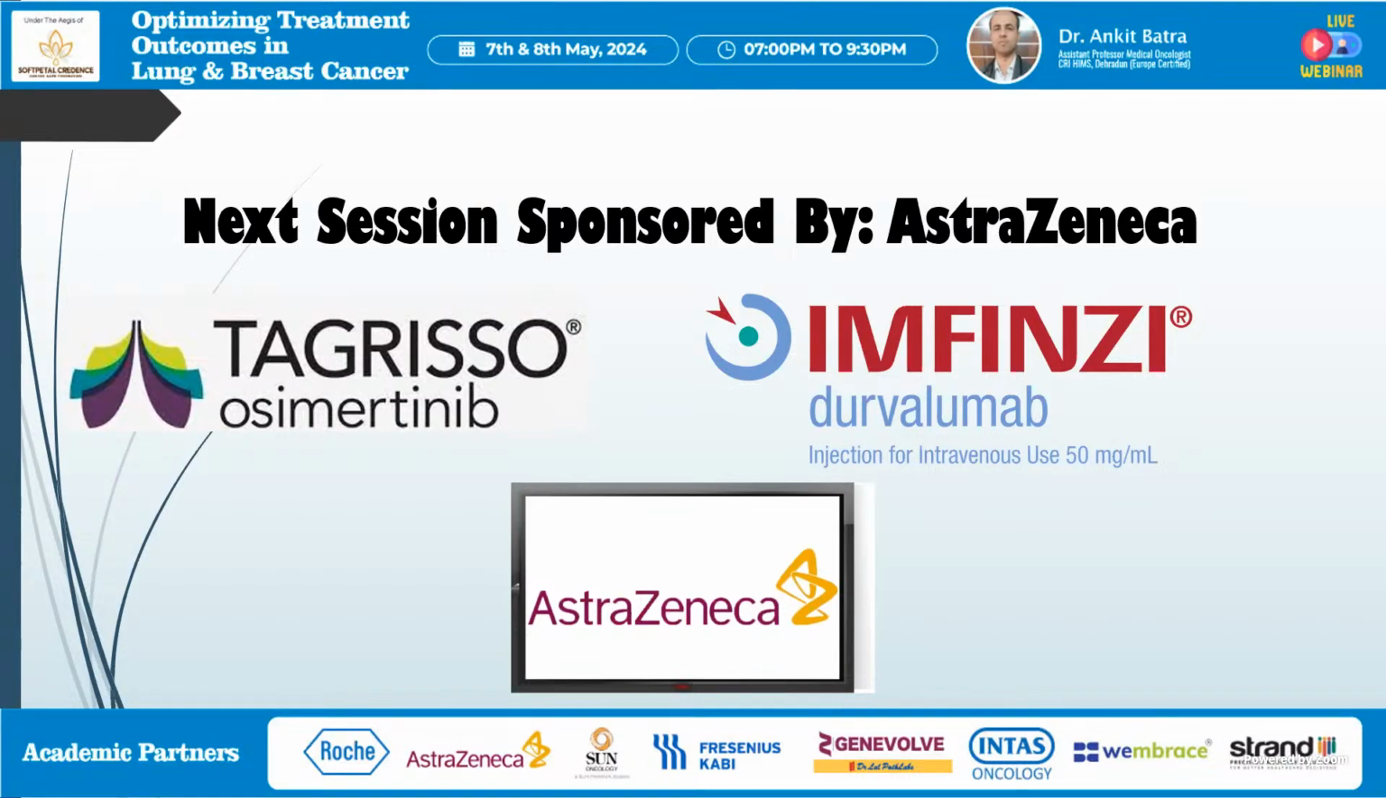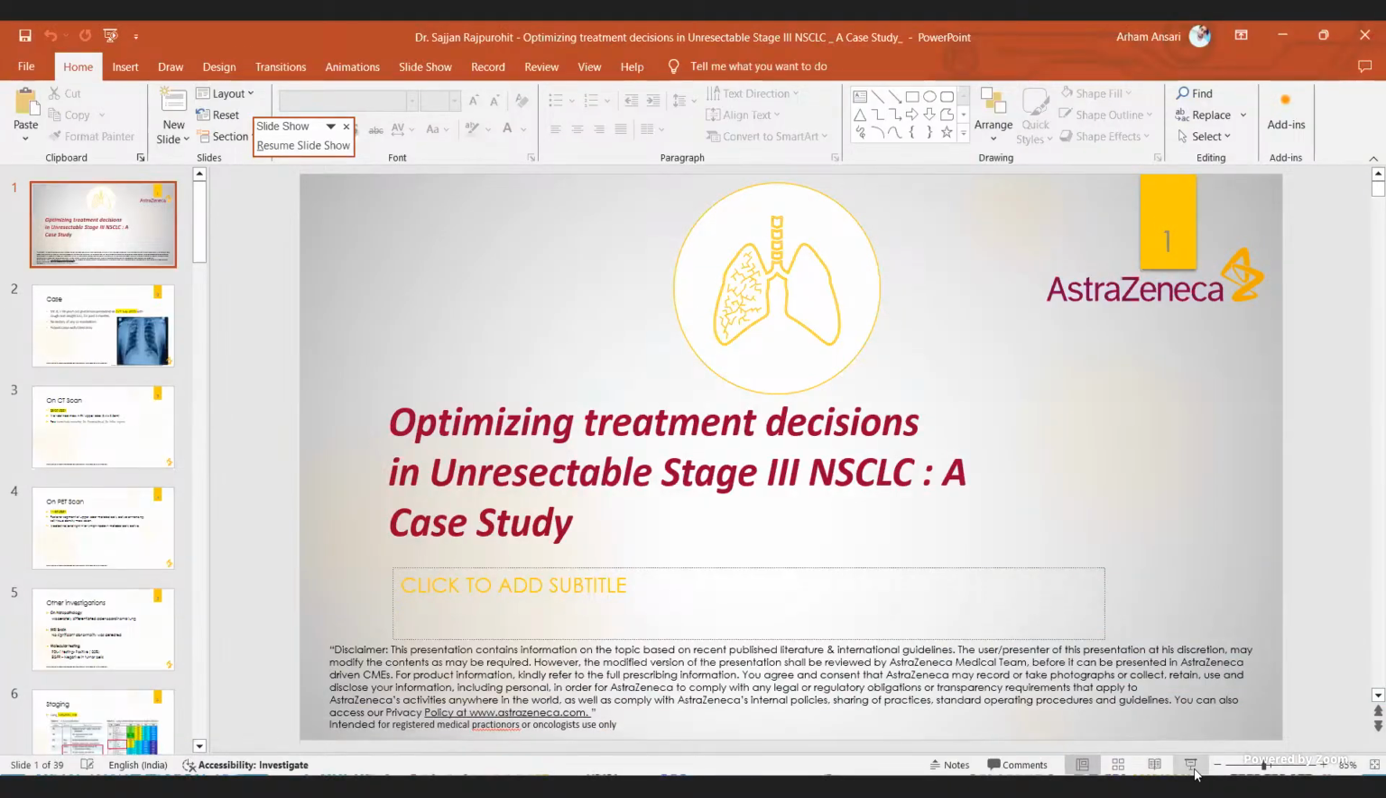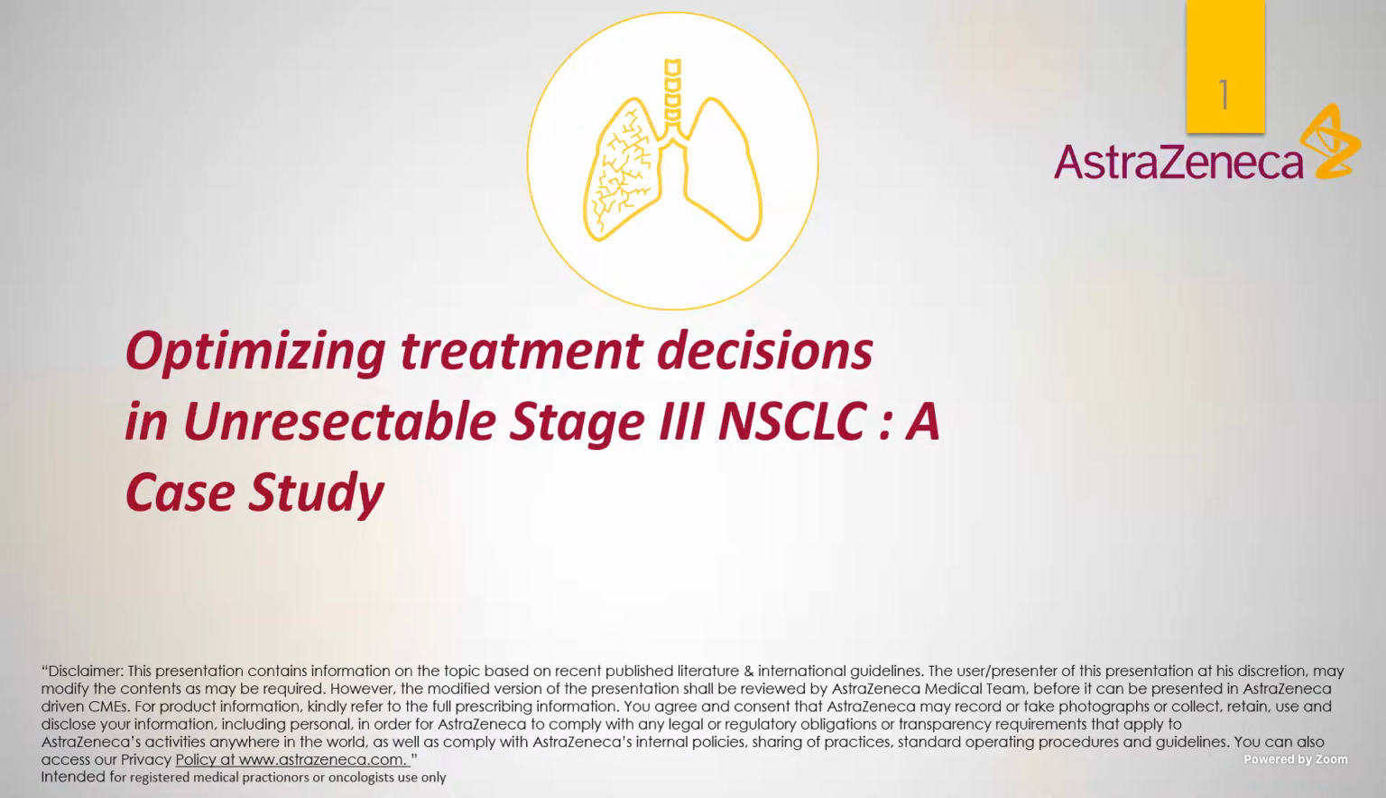Thank you. We'll now move on to our talk of the day, sponsored by AstraZeneca, which is optimizing treatment decision in unresectable stage 3 non-small cell lung cancers. And for that we have Dr. Sajjan Rajpurohit. He's a senior director, Department of Medical Oncology at BLK Max Super Specialty Hospital, Delhi. Over to you, sir.